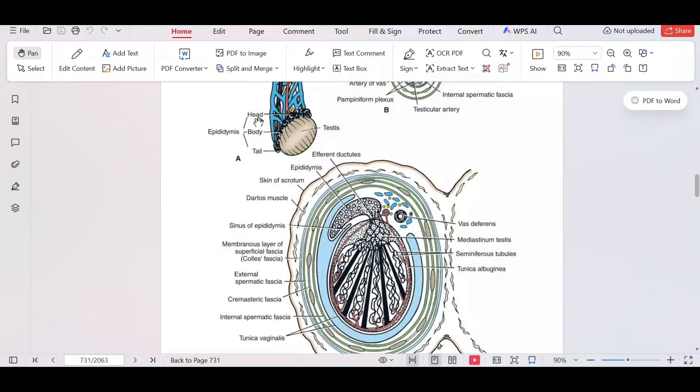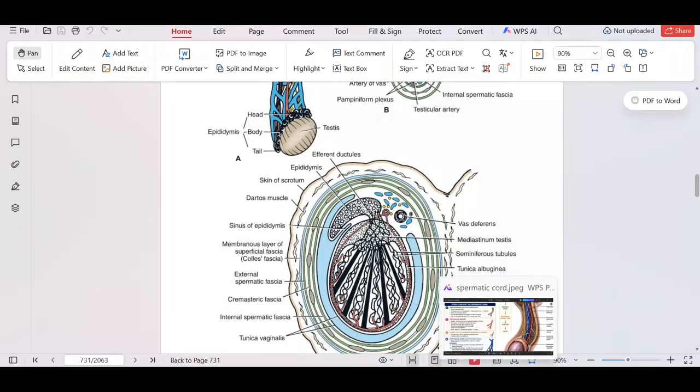So the epididymis is again divided into the head, body and tail. So this structure is the testes and this is the epididymis. Okay. Now let's come back.